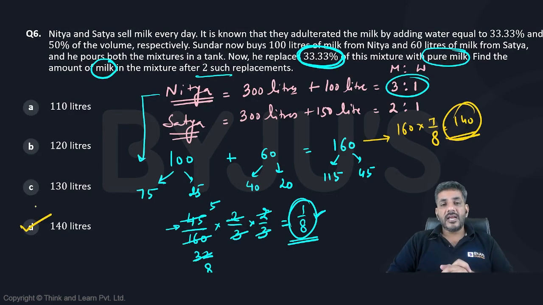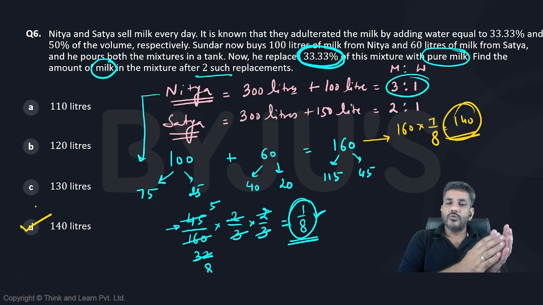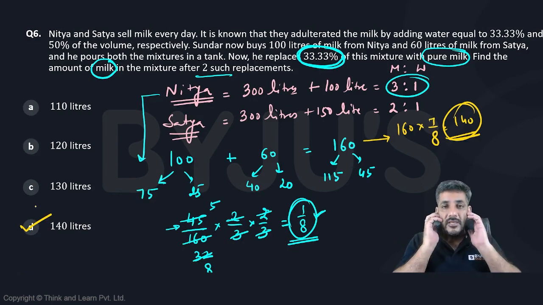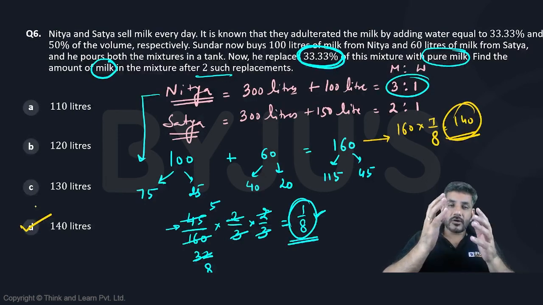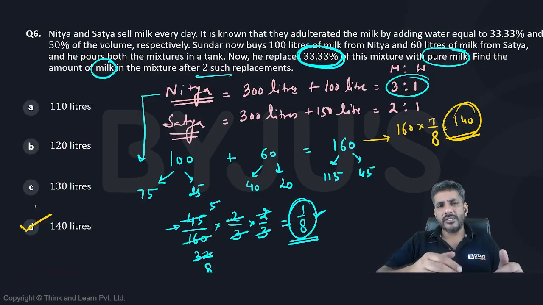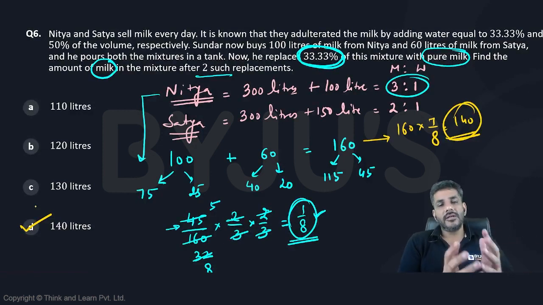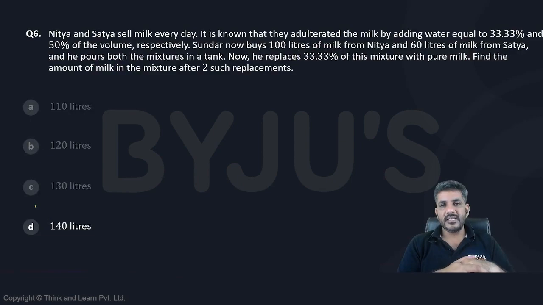Now this question I would put in the category of moderate question because it requires two concepts one by one. First of all, you have to do one question where he is adding water into milk, so you have to find the ratio of milk and water from there. Then he is doing removal and replacement. So therefore, because there are two concepts in one single question, that makes it a moderate question. Otherwise, both the concepts individually are easy, but overall I can call it a moderate question. The answer to the question is 140 liters as mentioned on the screen.